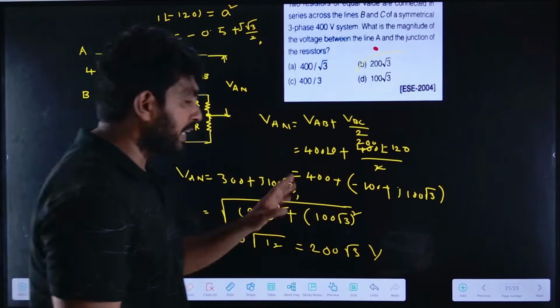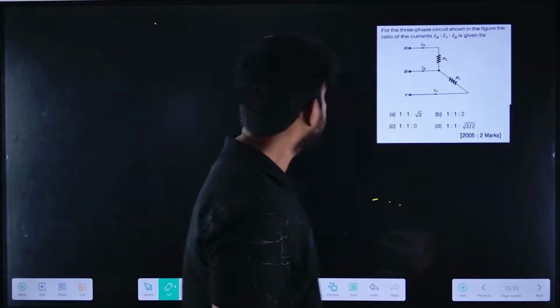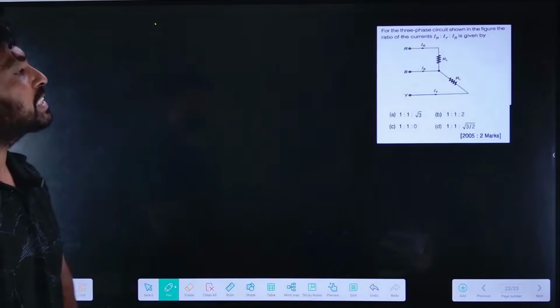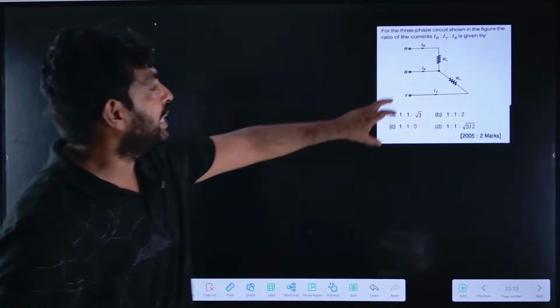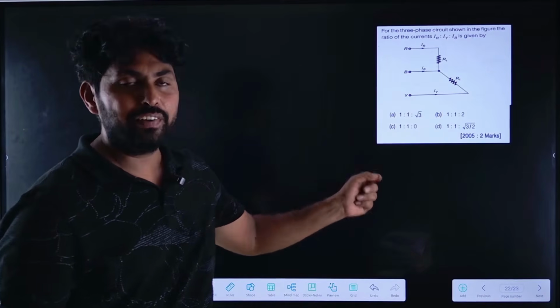200 root 3 ohms. Very simple. Just try to understand the concept. It is a very simple problem. Next. So now let us find IR, IY, IB. There is a connection like this, and in this we need to find IR, IY, IB.